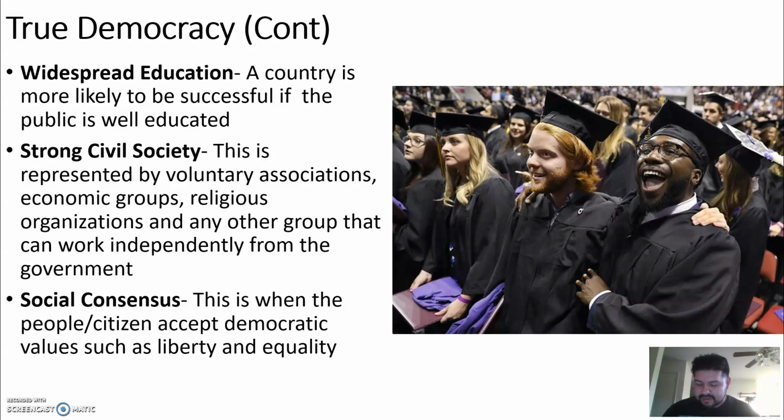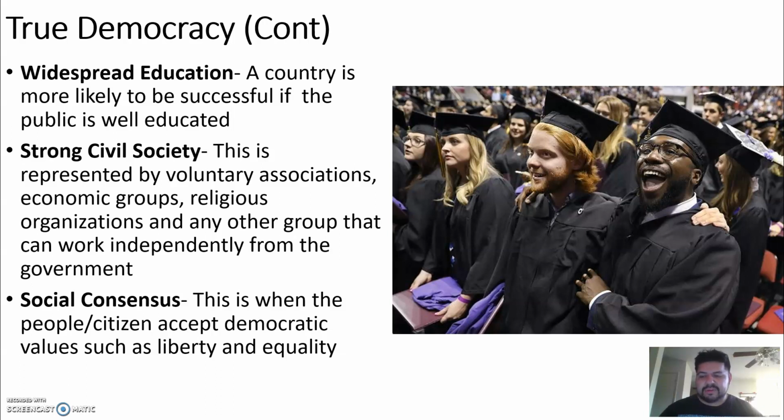Another thing that's very important is a strong civil society. Now, this is represented by volunteer associations, economic groups, and religious organizations that work independently from the government. So they are not getting paid by the government, they're just helping out. They're doing their part to help our country, and they don't want anything from the government. They just feel there's a wrong and they're trying to fix it. So those types of groups and volunteer workers are amazing for this country, believe it or not.